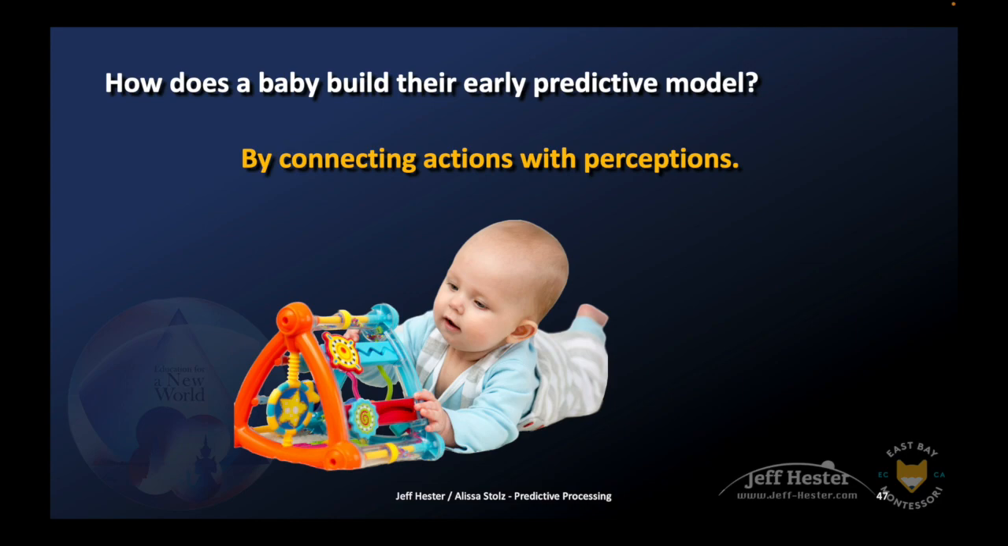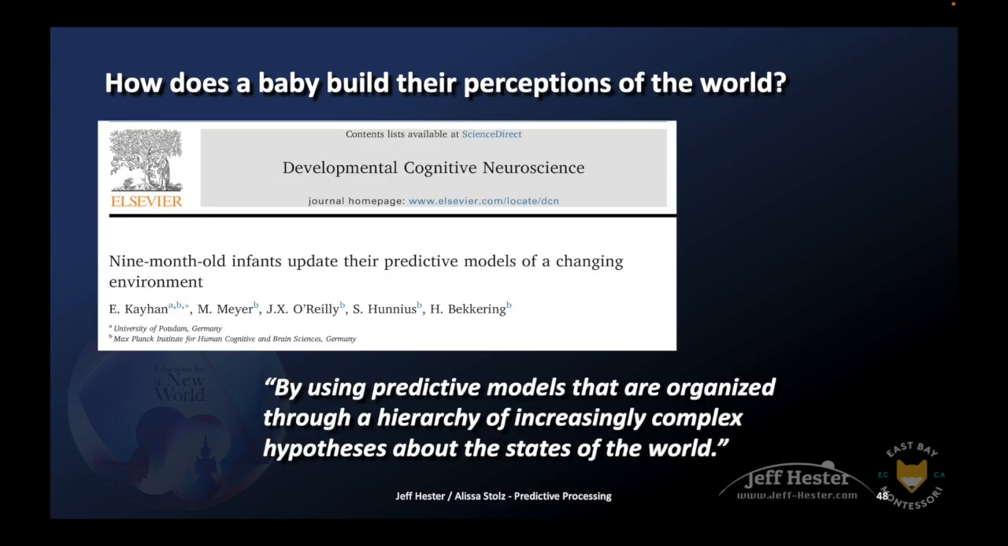That's how they build the world. And that's a cool thing. Now, there's another way to answer this question. How does a baby build their perceptions of the world? Well, according to Cahan et al. in the Journal of Developmental Cognitive Neuroscience, published, I believe, in 1922, if I remember correctly, they do it by using predictive models that are organized through a hierarchy of increasingly complex hypotheses about the states of the world.